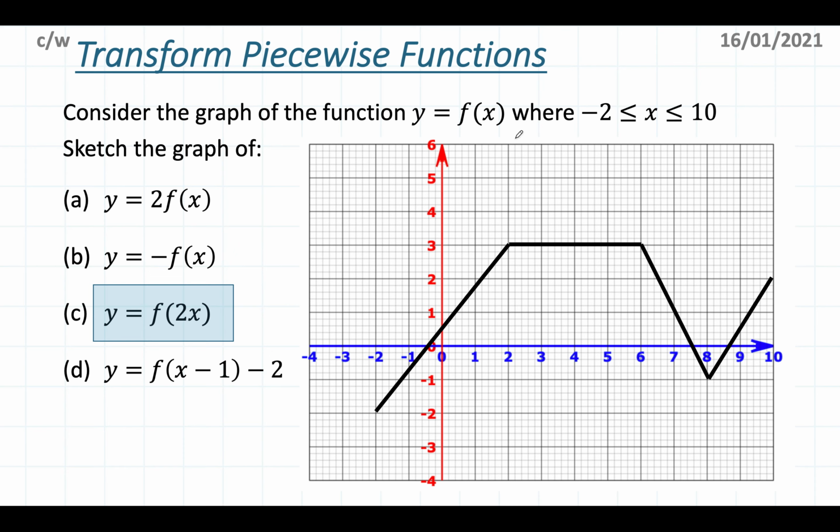Next one is f of 2x, and what we said is that this is going to be a horizontal transformation, and the scale factor is going to be 1 over 2 now. We're going to look at what it's going to look like. It's going to be a compression here and not a stretch.